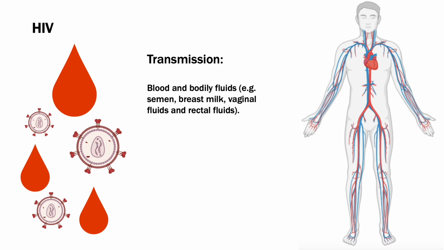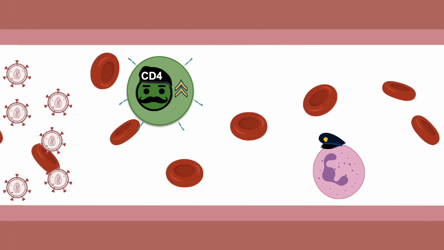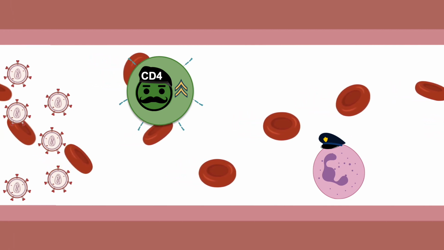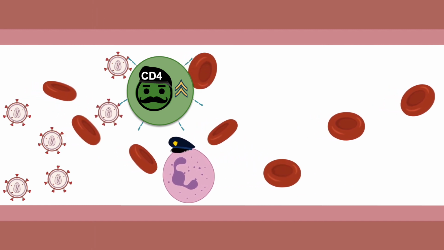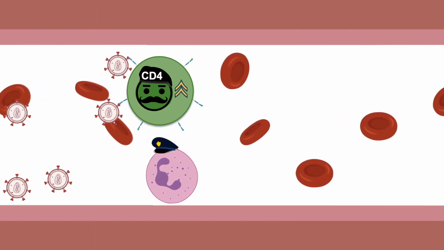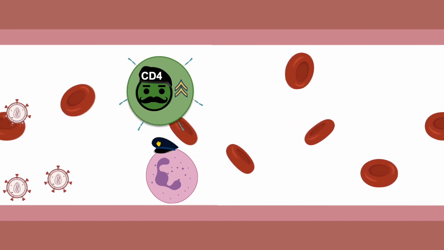We'll talk about transmission a little more in episode 5, but let's see what happens when HIV makes its way into our bloodstream. If you remember from last episode, HIV binds to receptors called CD4 receptors, which are found on the surface of these CD4 T cells. By binding to these receptors, our CD4 T cells get infected by HIV.